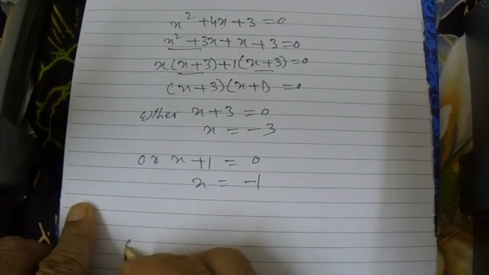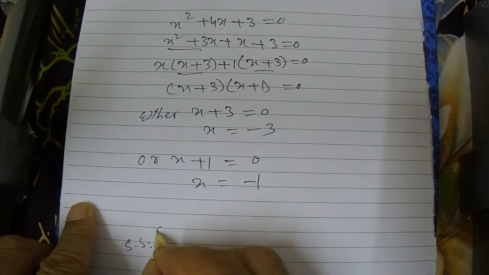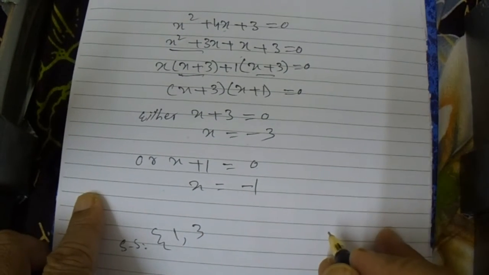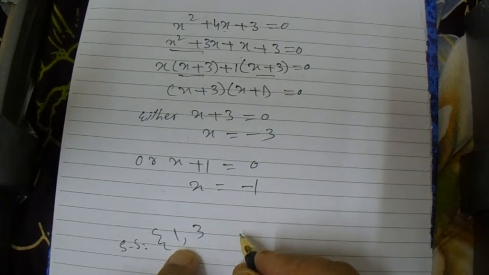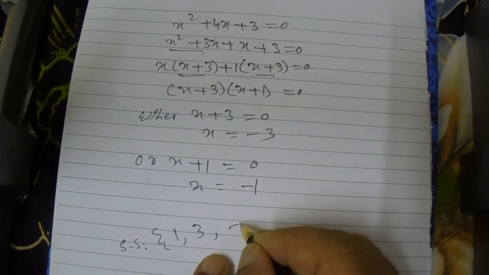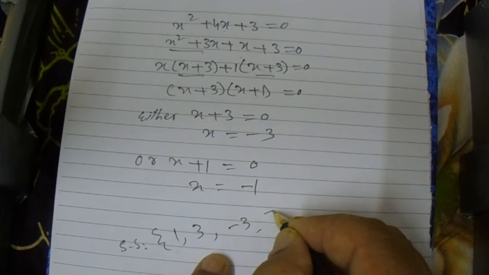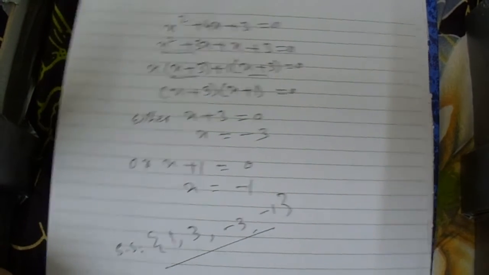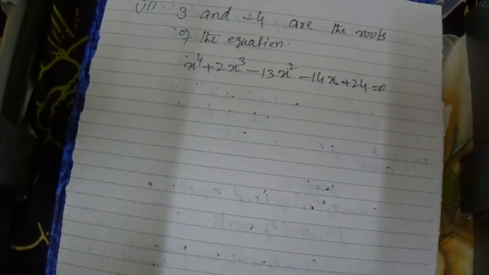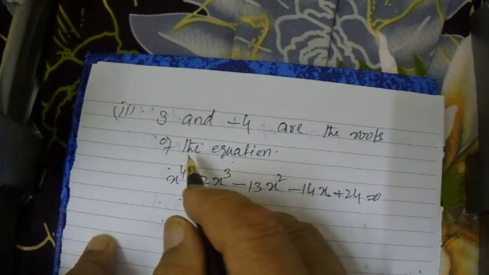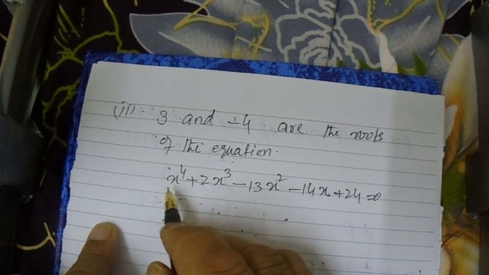Now we have the solution set. These are the first given roots, 1 and 3, and the other two are -3 and -1. Now this is the solution set of this question, part 1. Now this is the second part of this question.